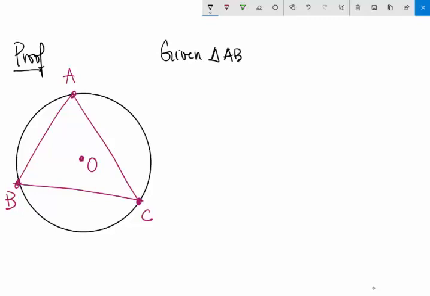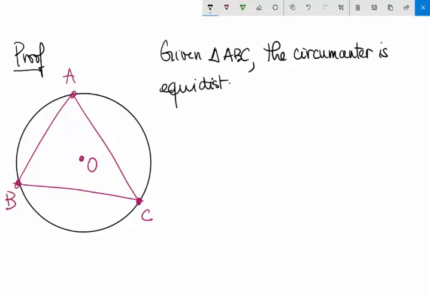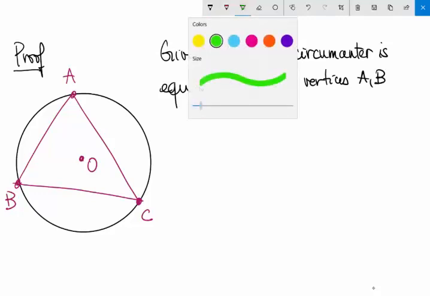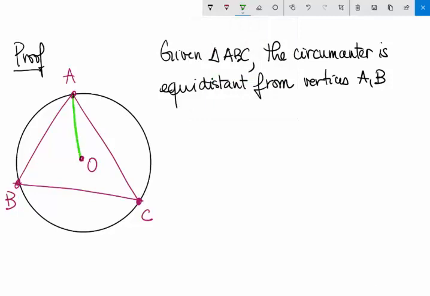We still would like to be able to prove that this result is indeed correct. In triangle ABC, the circumcenter is clearly equidistant from vertices A and B. So this simply means that OA is equal to OB, right? Because they both represent the radius of our circle.